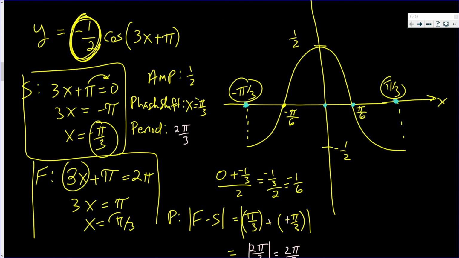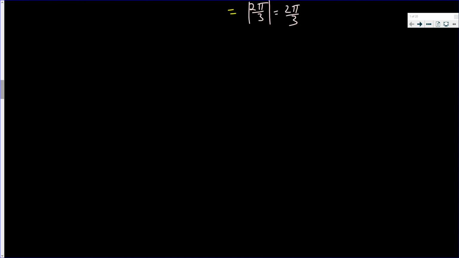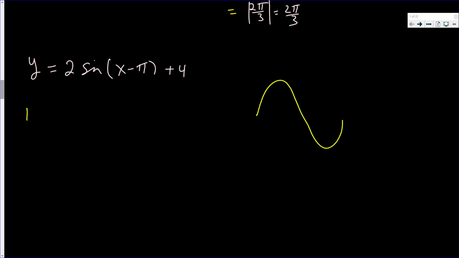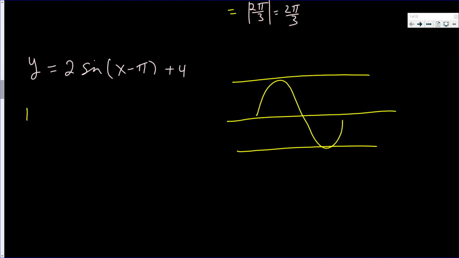So now let's up the level of difficulty. Suppose you want to graph y is equal to 2 times the sine of x minus pi, but now we're going to add 4. Well, in our sine graph, you have the high, you have the low, and you have the middle. The high, the middle, and the low.